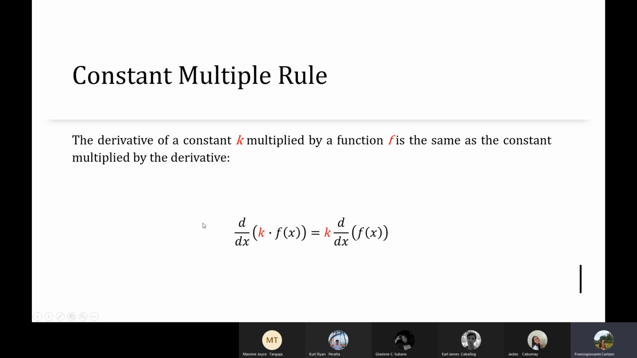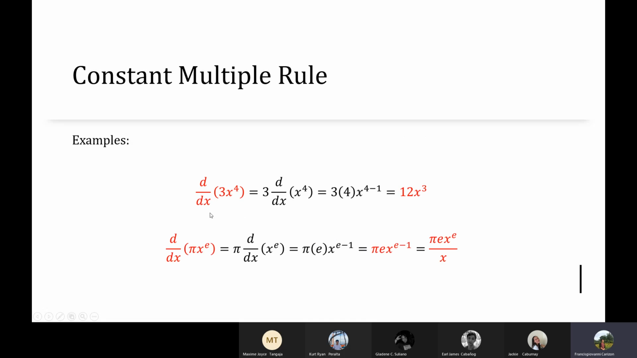So sa constant multiple rule, simple na sa gani siya. The derivative of a constant multiplied by a function f is the same as the constant multiplied by the derivative of the function f. So the derivative of k, which is a constant, multiplied by the function f of x is equals to k times the derivative of f of x. Mura ra nimo gipagawas ang constant sa outer equation para ma-simplify nimo, ma-derivative nimo easily ang f of x.